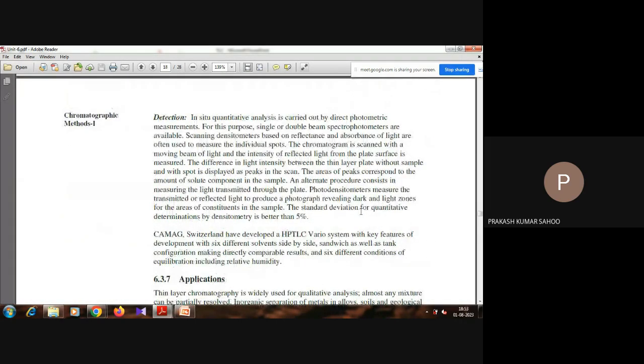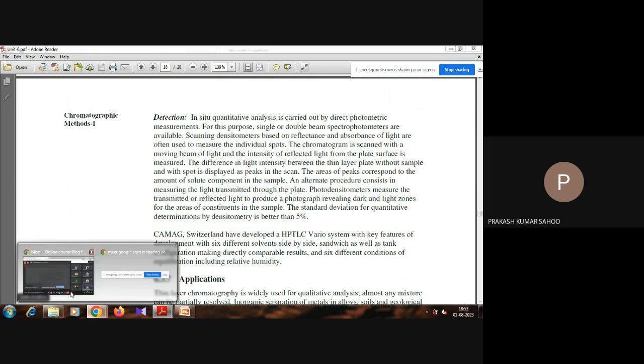Then how can we detect in HPTLC? In situ quantitative analysis is carried out by direct photometric measurement. The photometric measurement means UV visible or iodine vapor measurement. For this purpose, single or double beam spectrometers are available. Scanning densitometers based on reflectance and absorbance of light are often used to measure the individual spots. The chromatogram is scanned with a moving beam of light, and the intensity of reflected light from the plate surface is measured. So just see, this is the instrument, that is HPTLC.